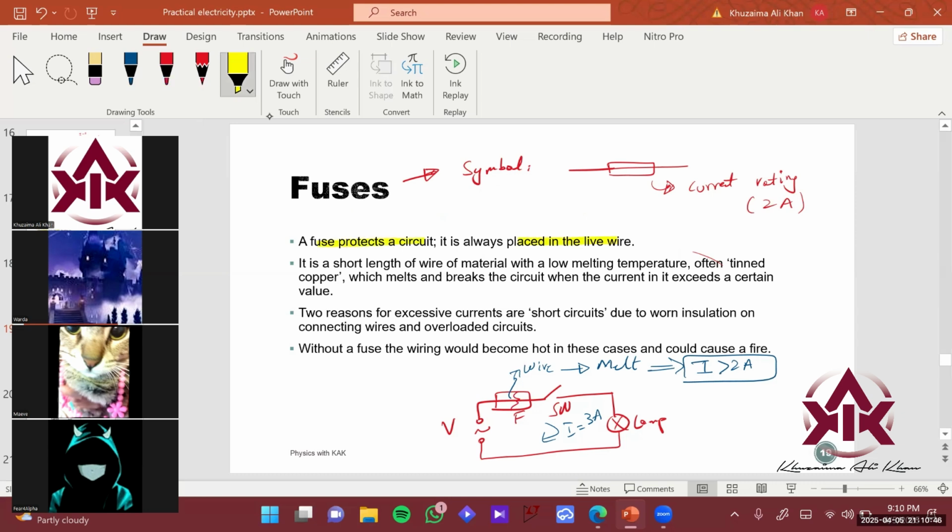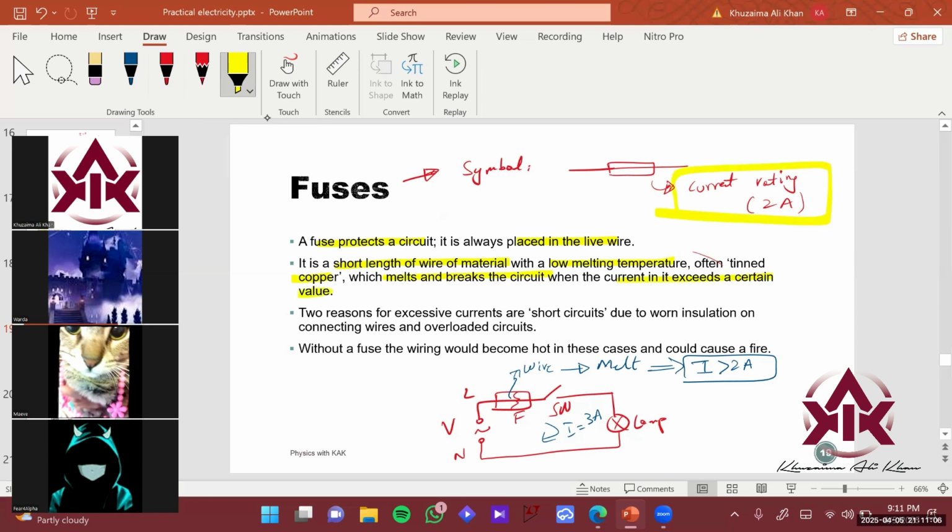It is always placed in the live wire, right? So this is the live wire here, and this is the neutral here. It is a short length of wire of a material which has a low melting temperature. So we usually have tin copper over here, which melts and breaks the circuit when the current exceeds a certain value. That is the rating of the fuse.